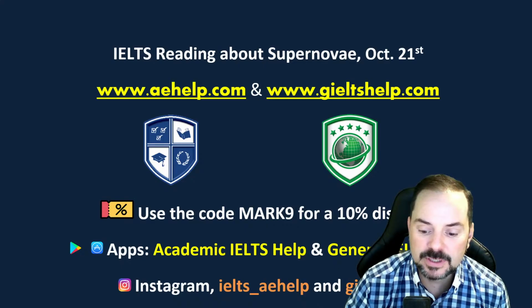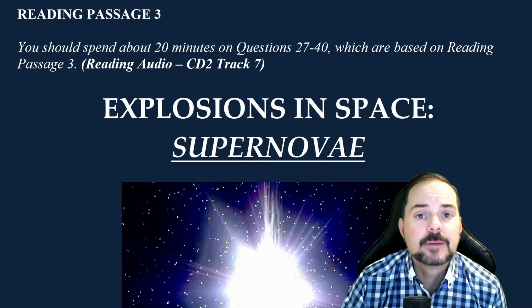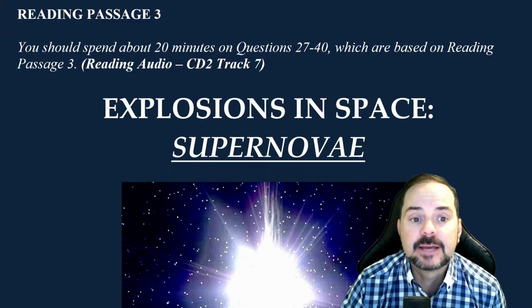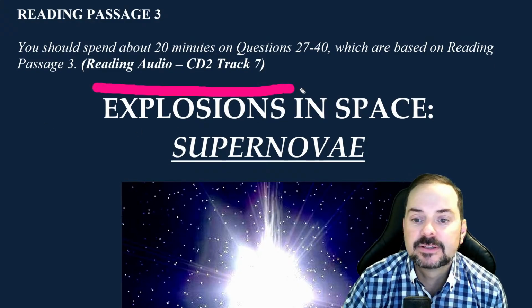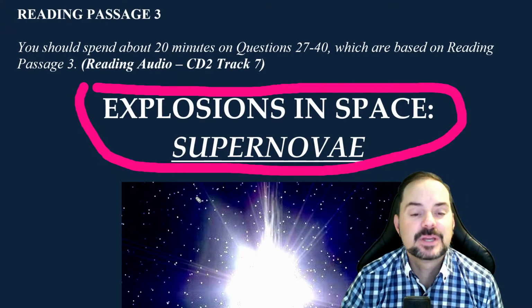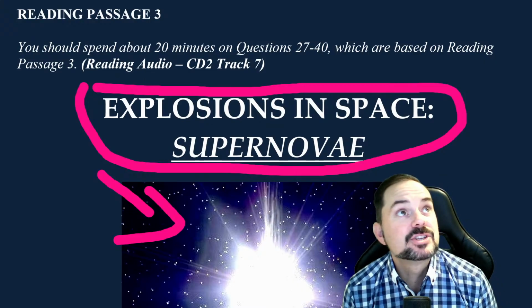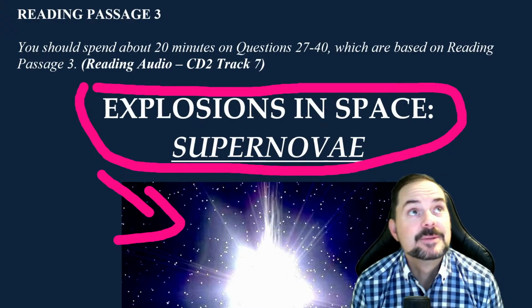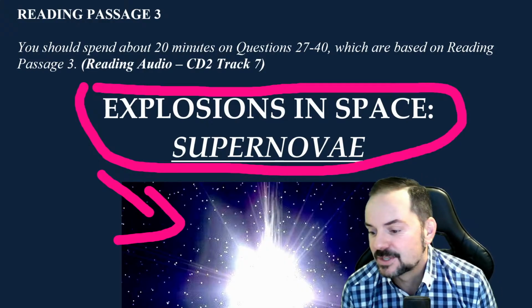Again, we are going to be looking at this reading passage here. This is coming from our academic IELTS exams. And as you can see, the title is Explosions in Space, Supernovae, and then we can see this awesome looking picture here of what looks like a star, and actually it is the death of a star.